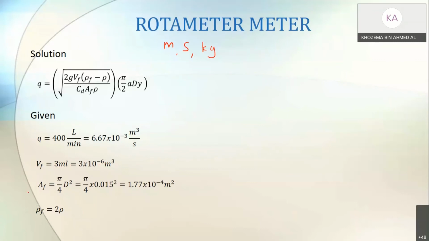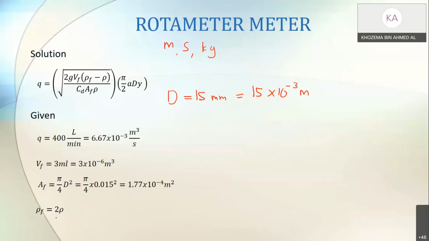The area of the fluid, AF, is, as I mentioned, pi over 4 d squared. So D was given to us. D is actually 15 mm, which is also equal to, so milli has a unit of 15 times 10 to the power of negative 3 meter, which is also 0.015. So you will get the area AF 1.77 times 10 to the power of negative 4 meter squared. And then rho F, the density of the fluid, is 2 times the density of water.